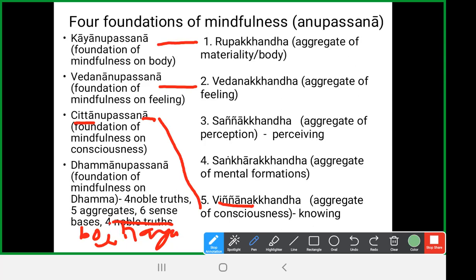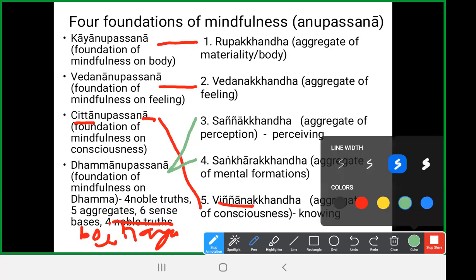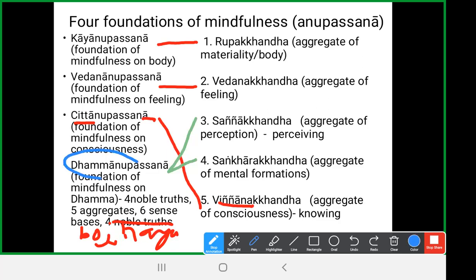When you meditate on the Dhammanupassana, which one do you meditate on? Sanya and Sankhara Khanda. There are different opinions. Some will say because the others are already occupied, the remaining ones belong to this one. So Dhammanupassana means you meditate on the number 3, Sanya Khanda and Sankhara Khanda. This is in terms of theory. But in actual practice, Dhammanupassana is a big group by itself: the Four Noble Truths, the five aggregates, the six sense bases, Bojjhanga, and so on. So Dhammanupassana includes all.